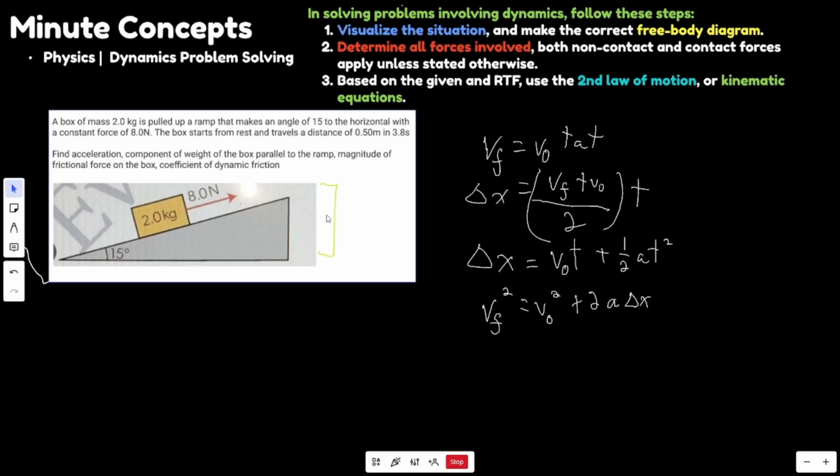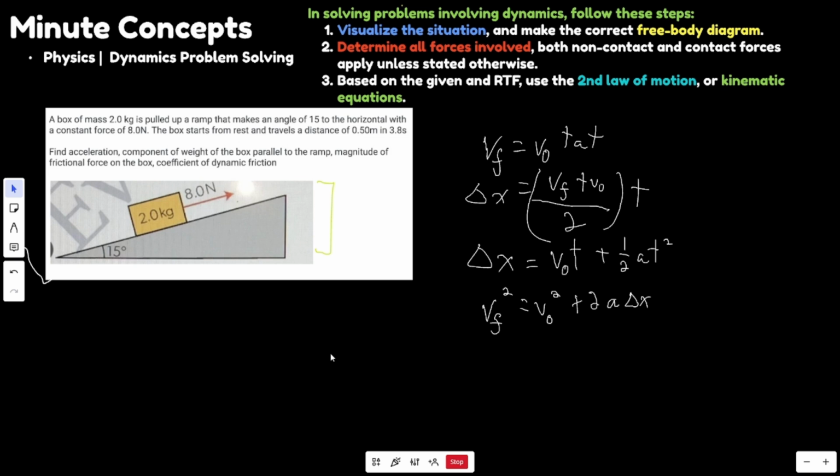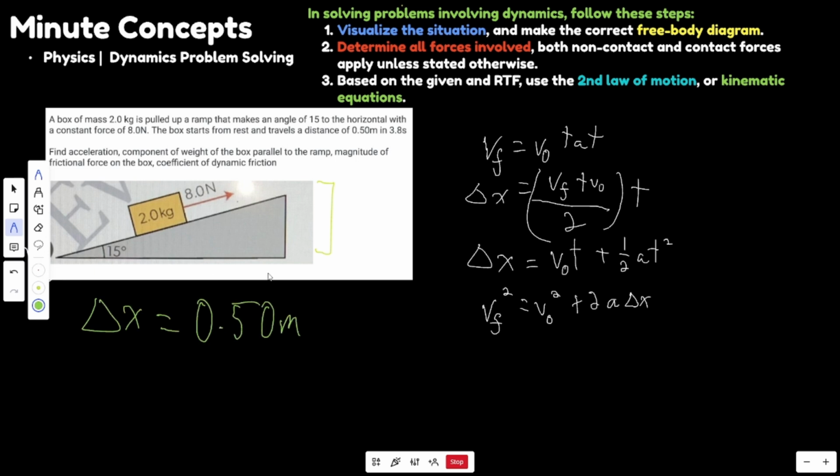Okay, so our given based on this question is... Hold on. There. Okay, so our given is delta x, which is 0.5 meters. We're also given our time, which is 3.8 seconds. And we also have our initial velocity, which is 0 meters per second because it starts from rest.